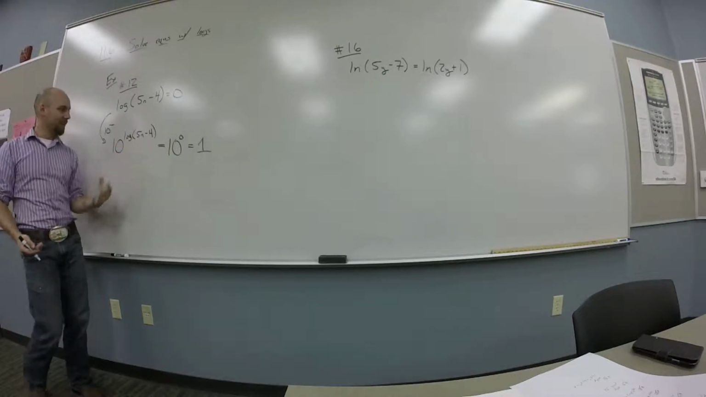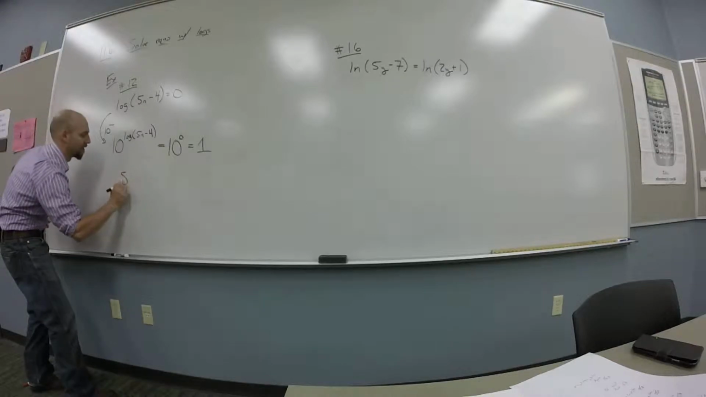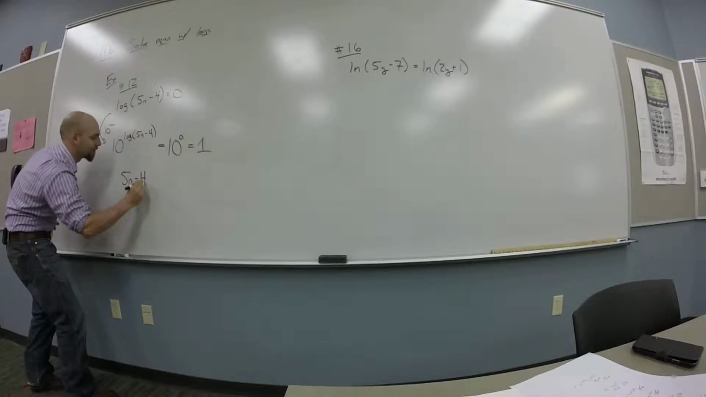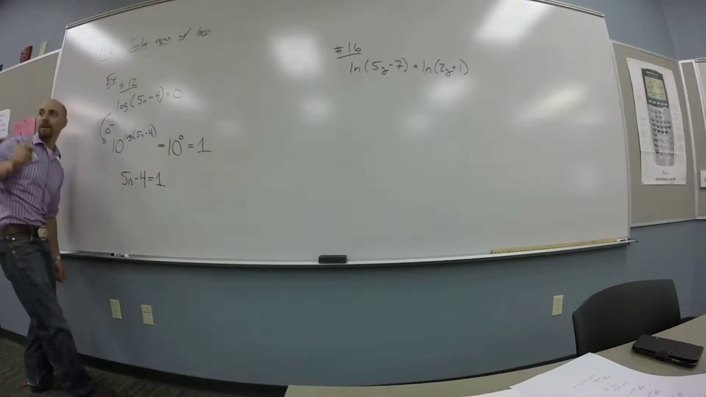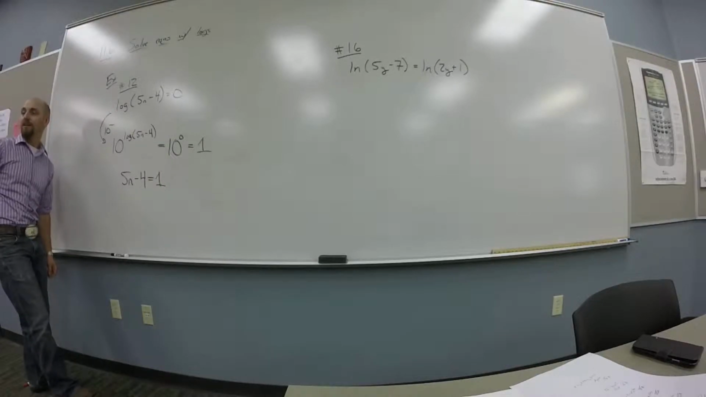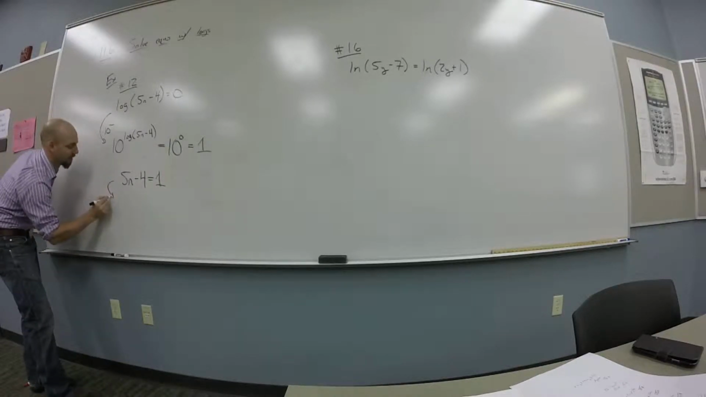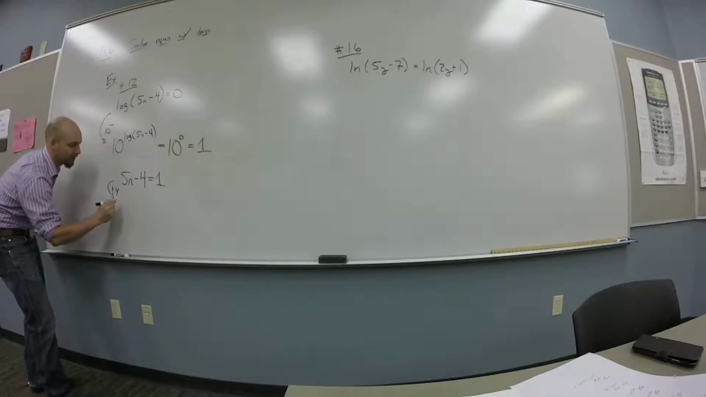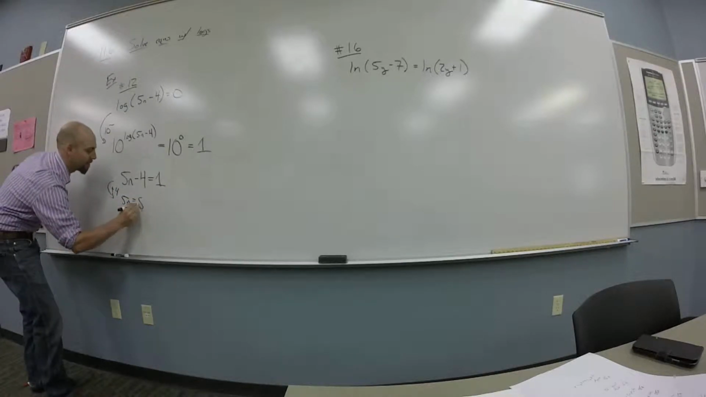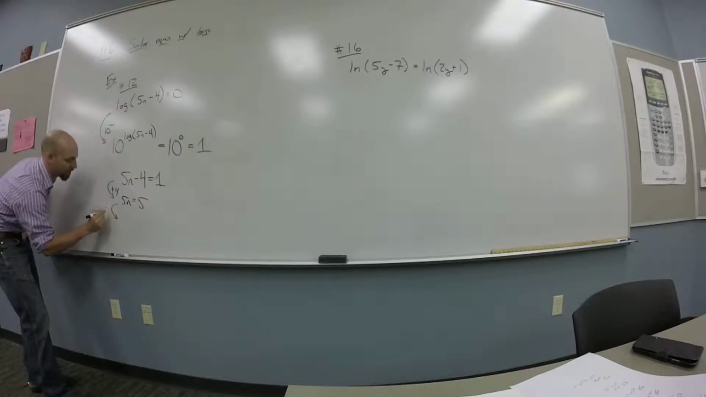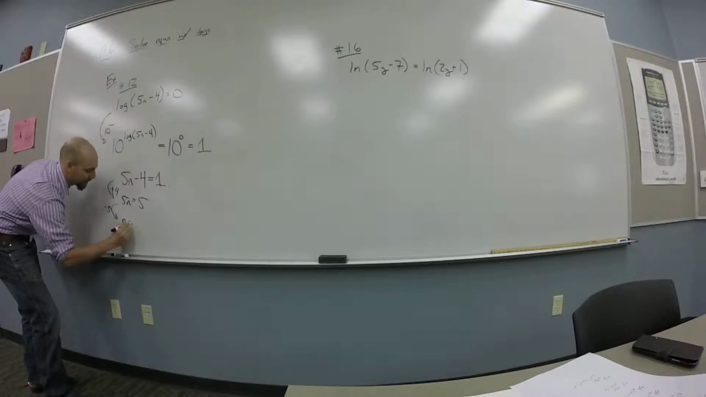So what do I get on the left here? Yeah, 5n minus 4 is 1. And then you're going to add 4 and divide by 5. Add 4 to both sides, so we get 5n is 5. And then divide by 5 on both sides. Get n is 1, right?